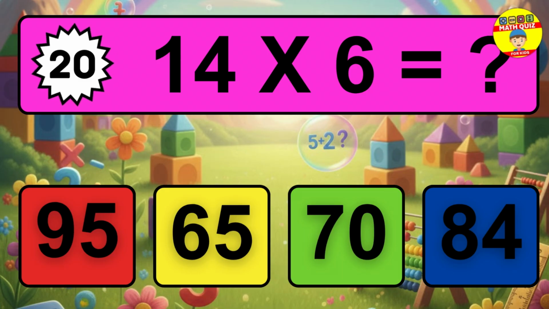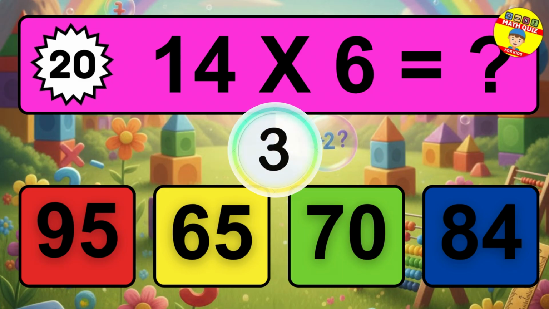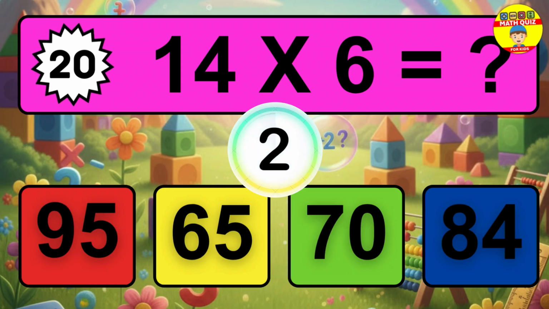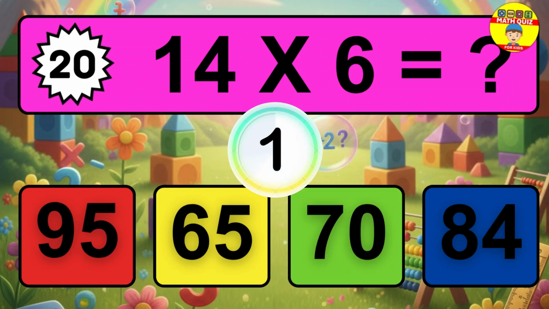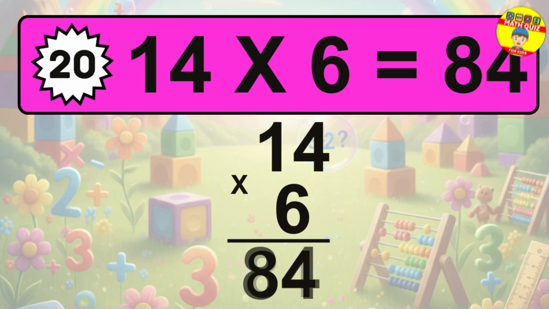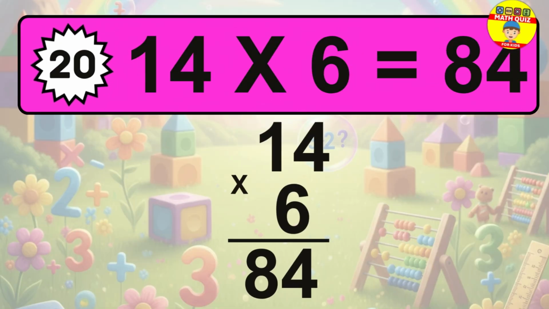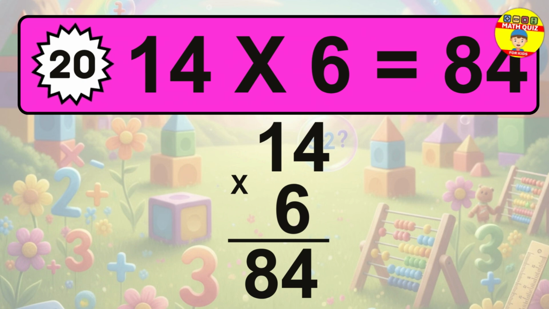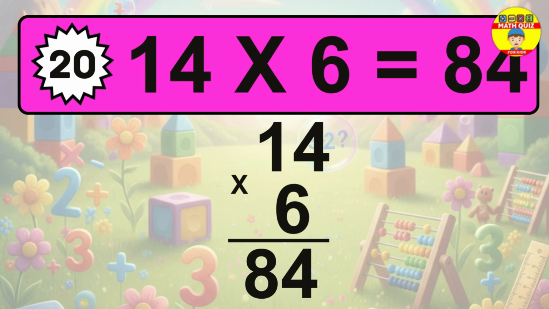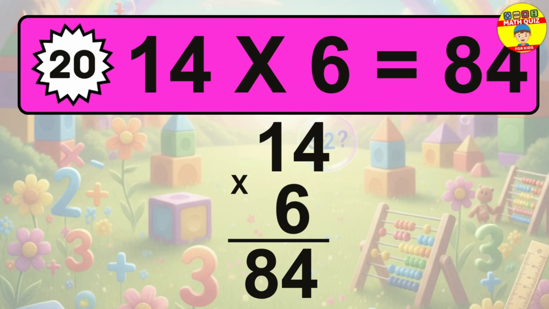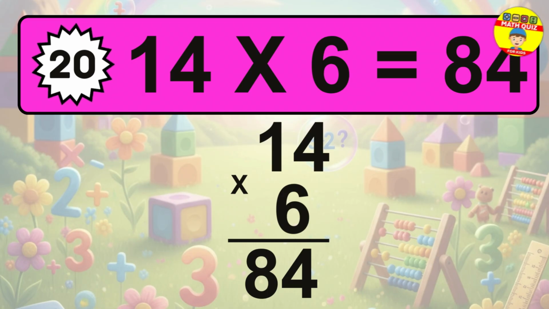Question 20. 14 times 6 equals what? So, the answer is 14 times 6 is 84. To calculate, we have 14 groups with 6 balls each one. So, how many balls do we have? 84 balls.